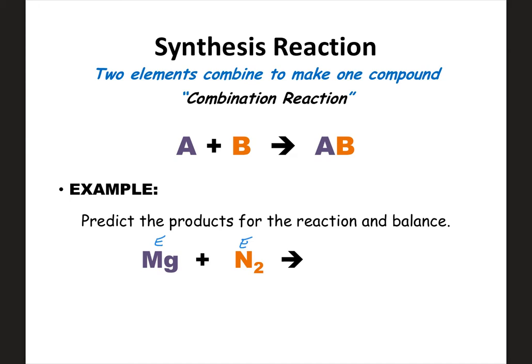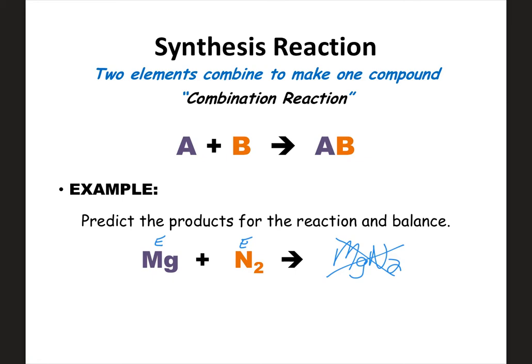So this would be the definition of a synthesis. We have an element reacting with an element. So we know that a compound needs to form, okay? So the first thing you need to be careful of here is you can't just say, oh, a compound's going to form and smush them together. You can't just write MgN2 because that's not right. You're not following the proper rules here, all right?